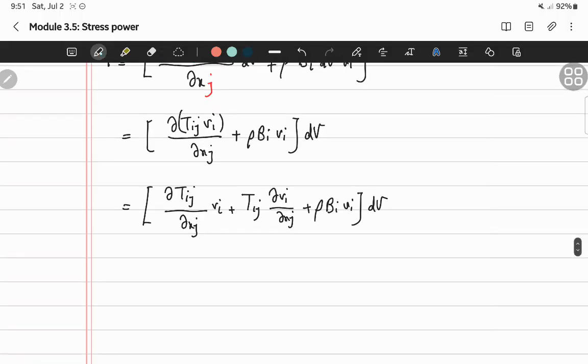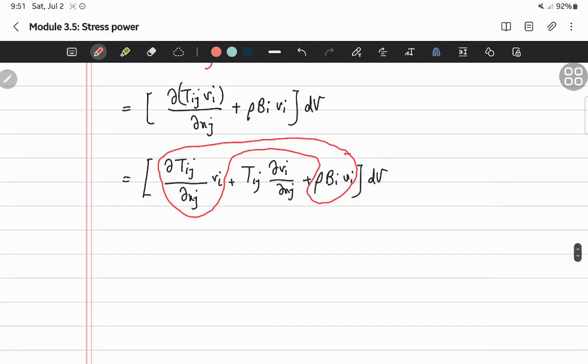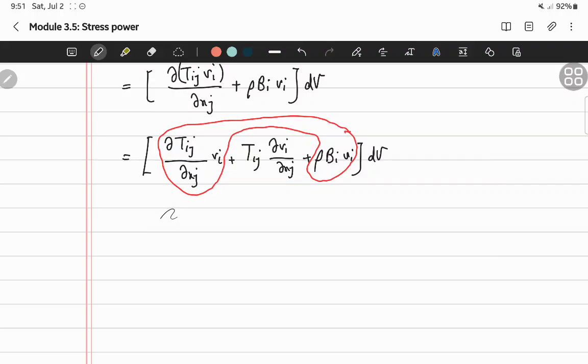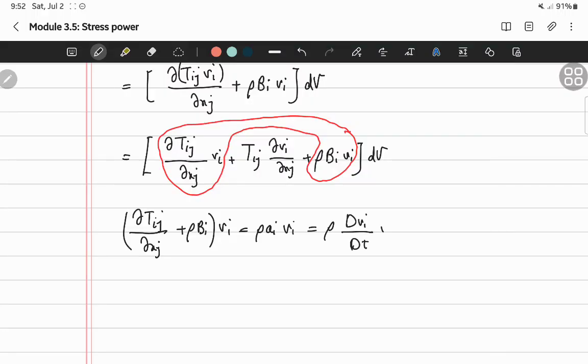All right. So if you look at these two terms here, this and this, you can really identify the partial derivative of rho Tij with respect to xj plus rho bi, times vi. This is equal to rho ai then vi from the equation of motion. So this can also be written as rho dvi dt vi.